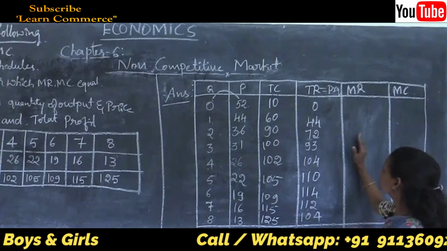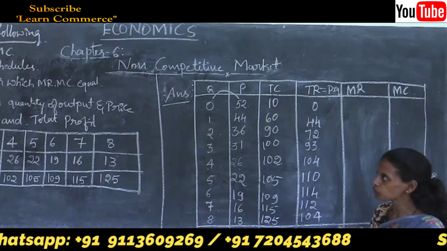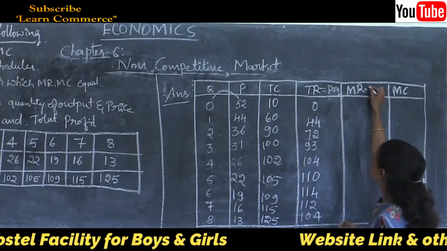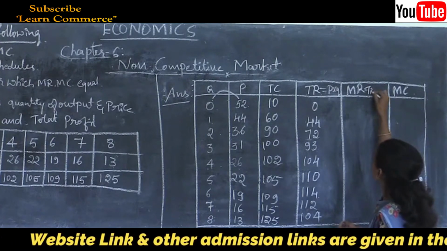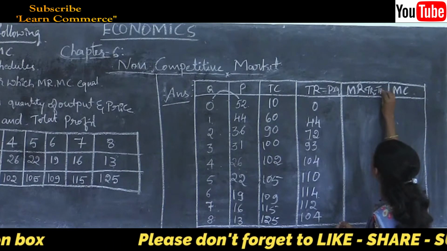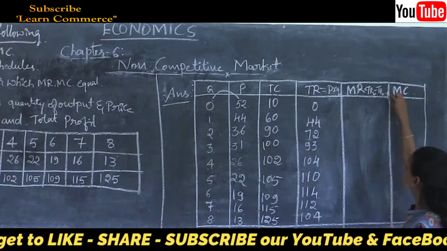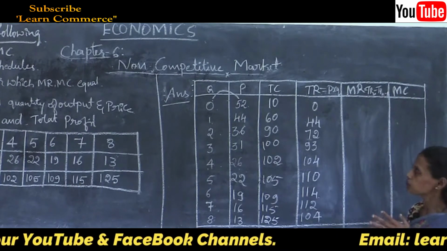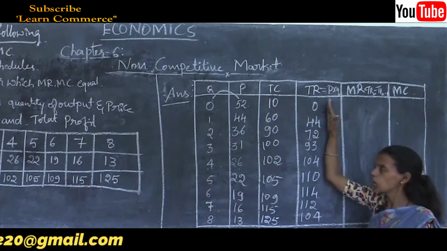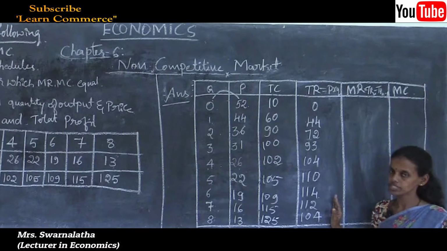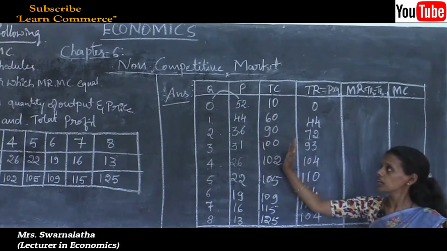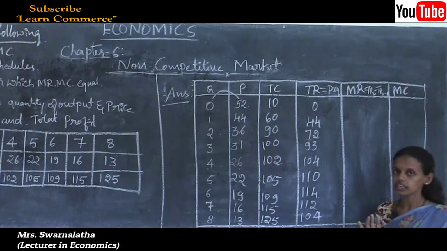Next we are going to get the marginal revenue schedule. How to get marginal revenue? The formula to calculate marginal revenue is TRn minus TRn-1: total revenue of the current unit minus total revenue of the previous unit. You should subtract in the total revenue column. Now we should see only the total revenue column. Concentrate on the TR column, no need to worry about TC and all. Leave that.